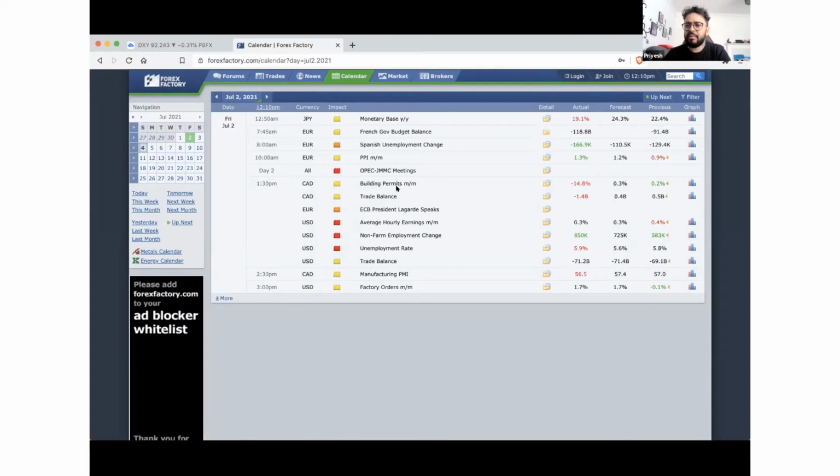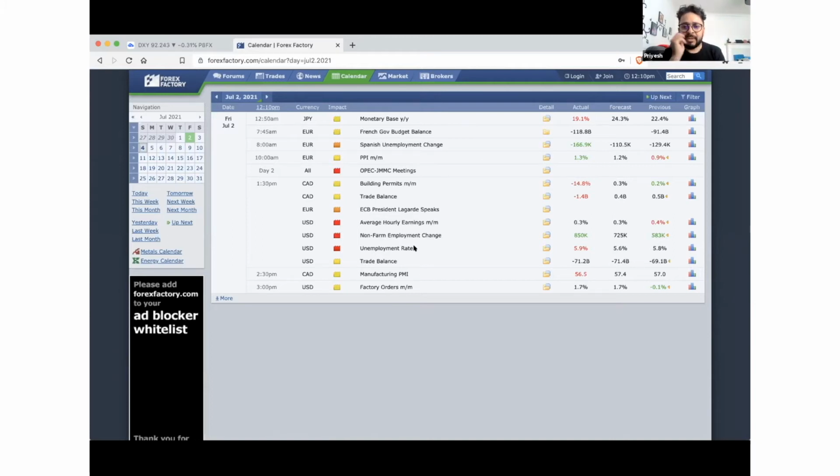NFP happens the first Friday of every month. The first Friday of every month. NFP is very, very important data that we must pay attention to. NFP was here. NFP came out what? Let's break this down. We've got average hourly earnings, non-farm employment change, and we've got unemployment rate.